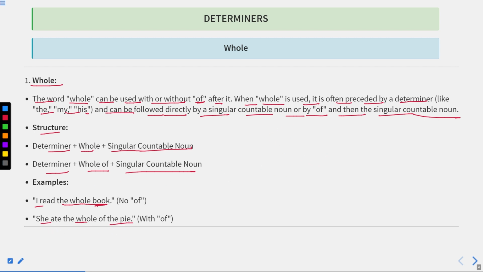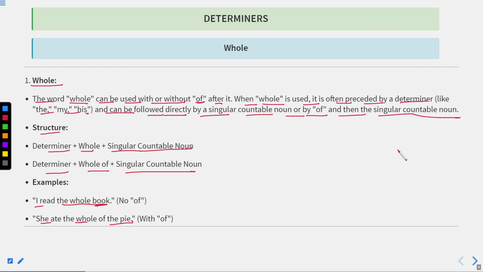She ate the whole of the pie. Now, whole of the pie: pie is something like a cake. Whole of the pie means the complete pie. So we can use the structure determiner plus whole plus singular countable noun, which refers to the entire or total of something. For example, suppose there is one cupcake. If I have eaten all of it, you can say the entire cake, that means I have eaten the whole cake. It means that the cake was eaten by me completely.